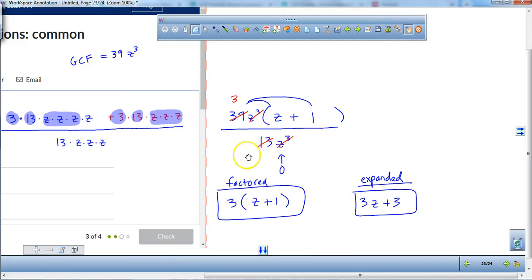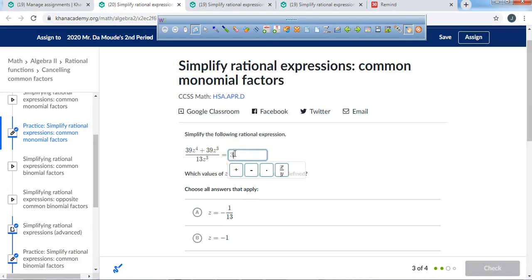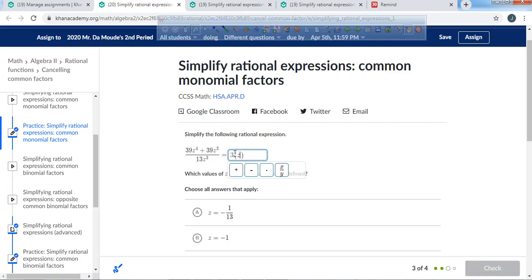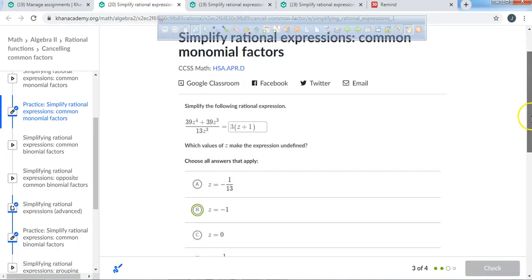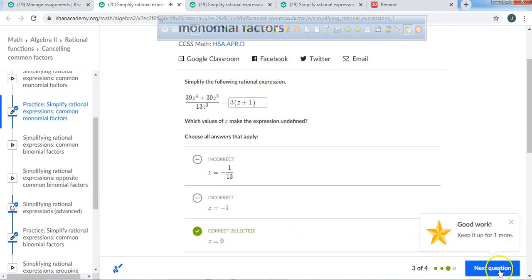Alright, so here we go. We're going to take this right here. Take that 3 parentheses z plus 1, put it right there. 3 parentheses z plus 1. And don't want to click those. No, there you go. Those are wrong. There's only one number that makes the denominator equal to 0, and that is just 0 itself. Alright? That's how it's done.